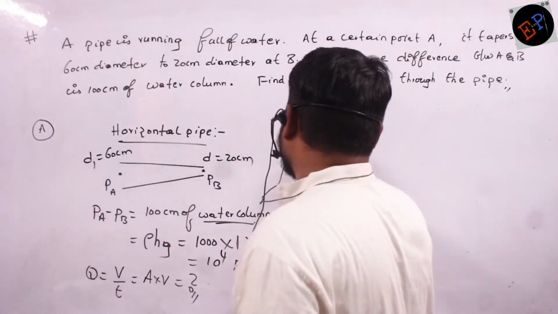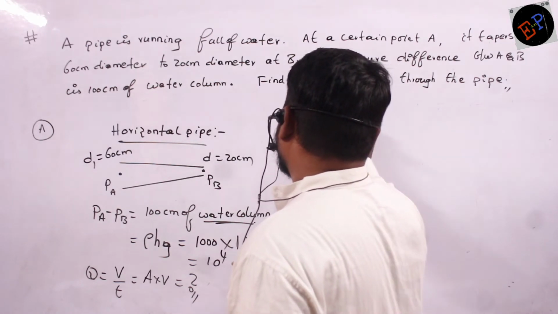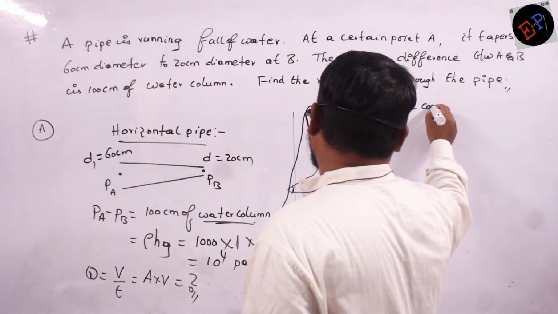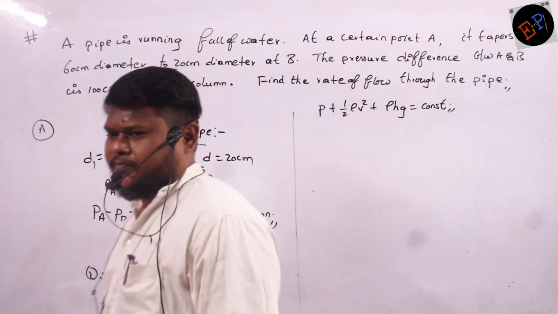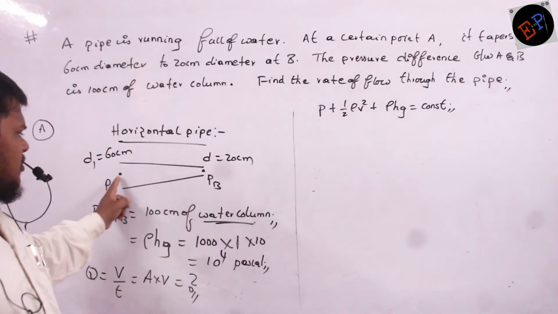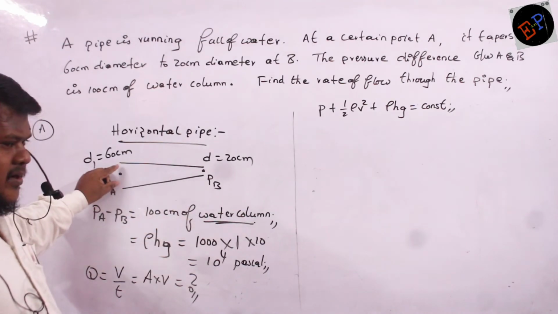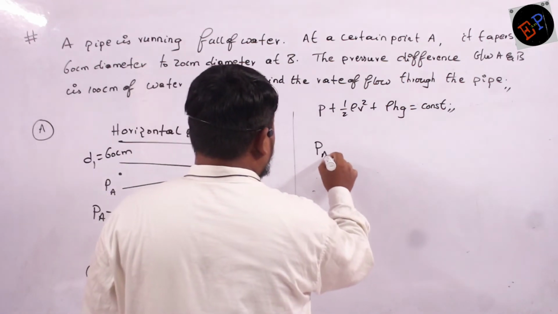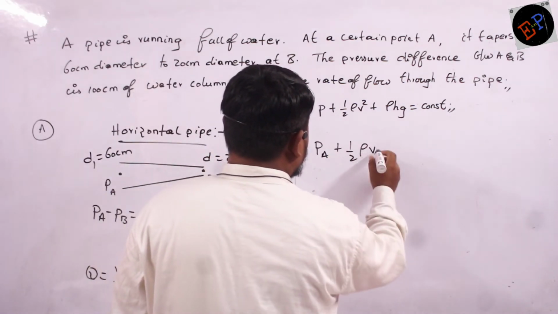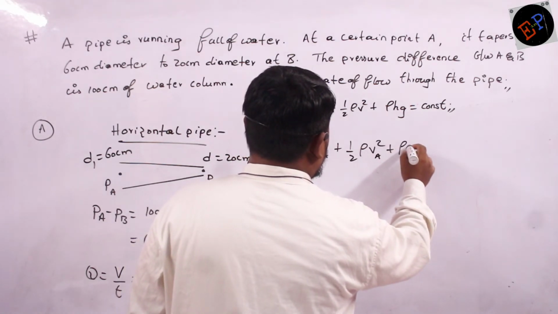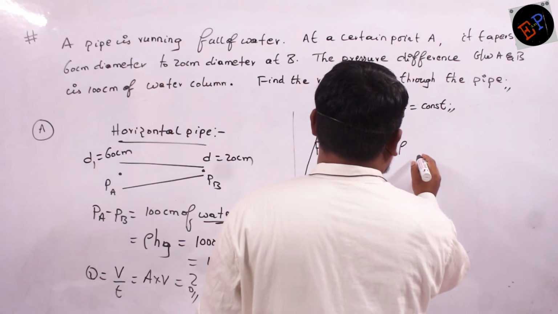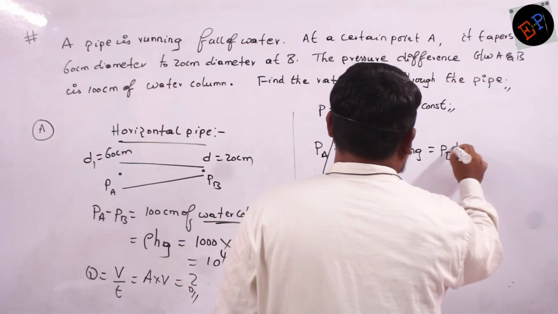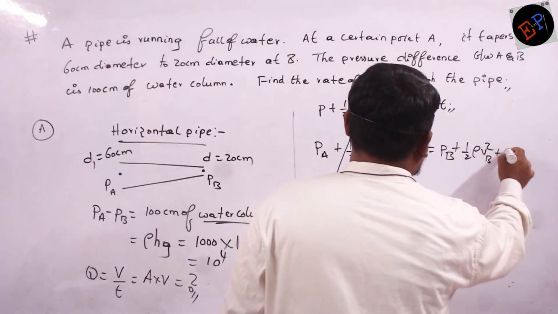What is Bernoulli's equation? Pressure energy per unit volume, kinetic energy per unit volume, potential energy per unit volume should be a constant. This is Bernoulli's theorem. Now I will apply Bernoulli's theorem at two different points. If I compare energy at point A and energy at point B, both energies should be equal. So therefore I will say that pressure at point A plus half rho velocity at point A square plus rho g h, okay, I will write rho g h, is equal to pressure at point B plus half rho velocity at point B square plus rho g h.